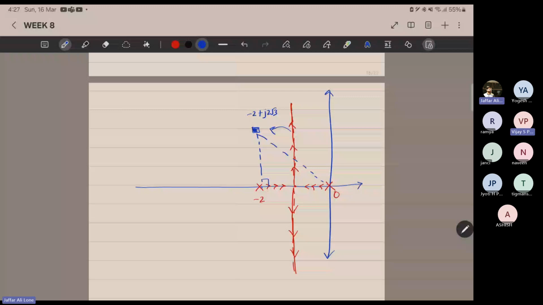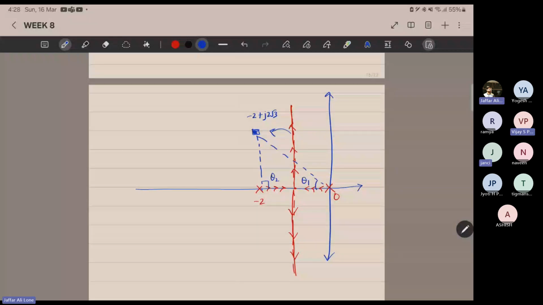Have you written theta one? Yes, written theta one. But it is not visible, sir. What is not visible? Theta one, where is theta one? This angle. Yes, now it is visible.